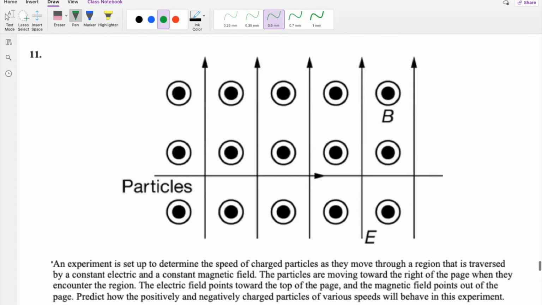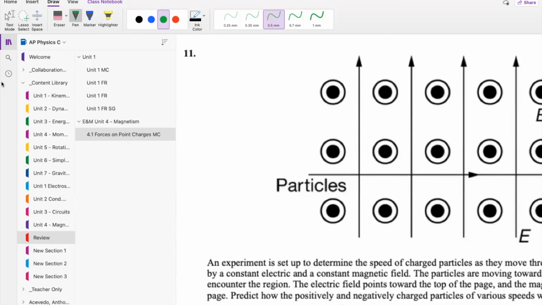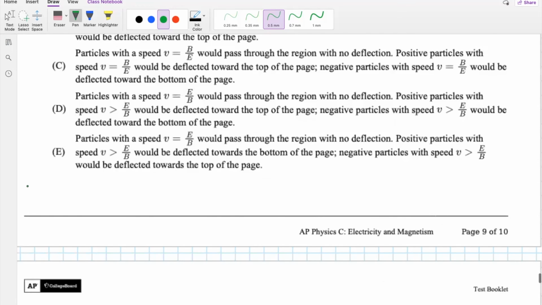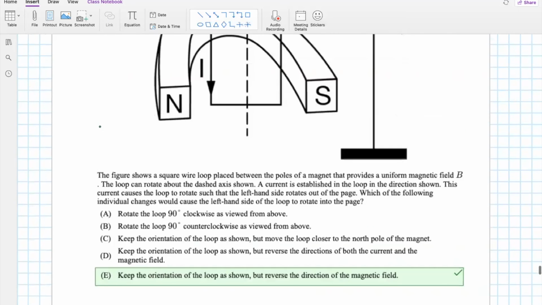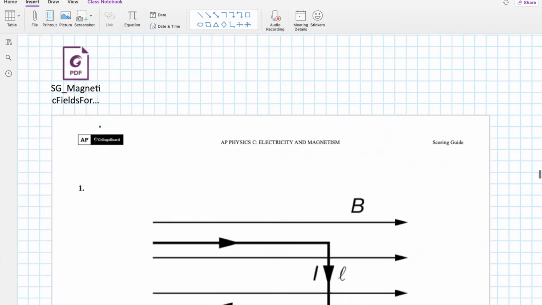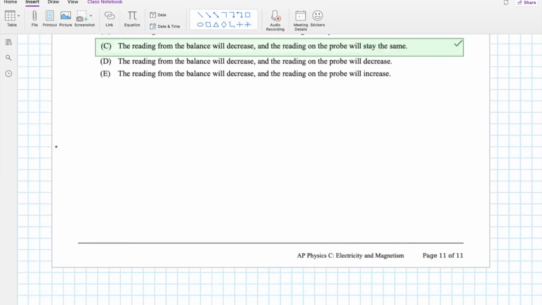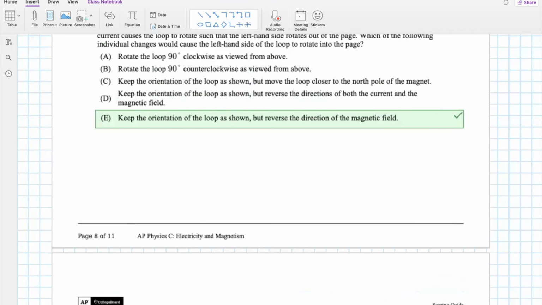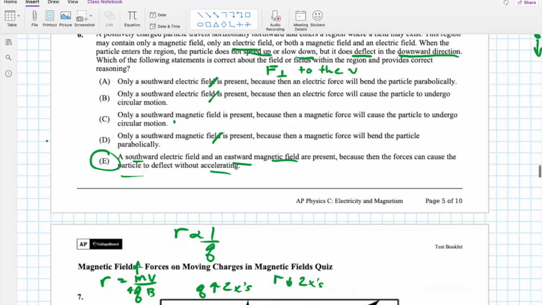Okay. Let's go to 11. I'll look at the scoring guide. As a matter of fact, let's go look at the scoring guide. Oh, shoot, I did not attach it here. Let me put it at the bottom of the page. Scoring guide. Oh, I think I downloaded the different scoring guide. Yeah, this is for forces on wires. Whoops. Okay, my mistake. Well, I don't have that one ready to go, so we'll look up that one later. Okay, we're almost done here.